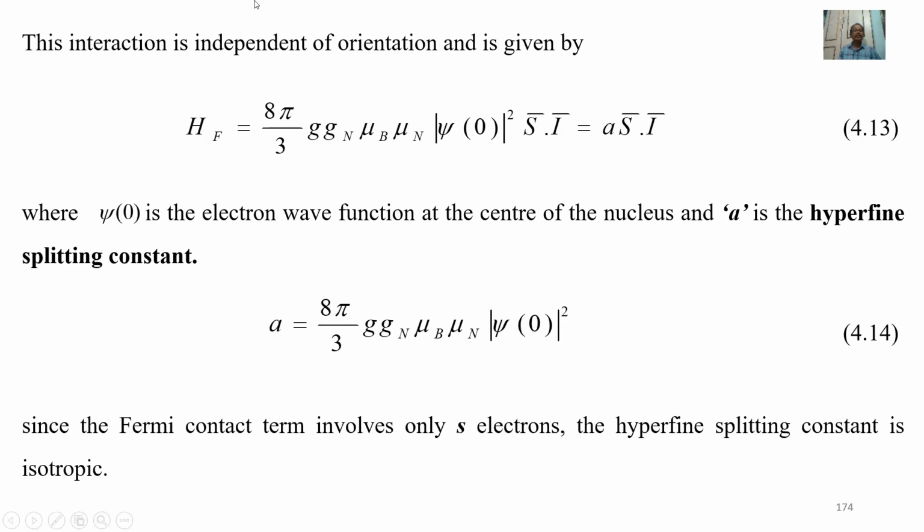This interaction is independent of orientation and is given by HF equals 8 pi by 3 g gn mu B mu n psi squared S dot I, which is equal to A S dot I. The remaining factor we can consider as A, which is nothing but the hyperfine splitting constant, where psi is the electron wave function at the center of the nucleus. Since the Fermi contact term involves only s electrons, the hyperfine splitting constant is isotropic.